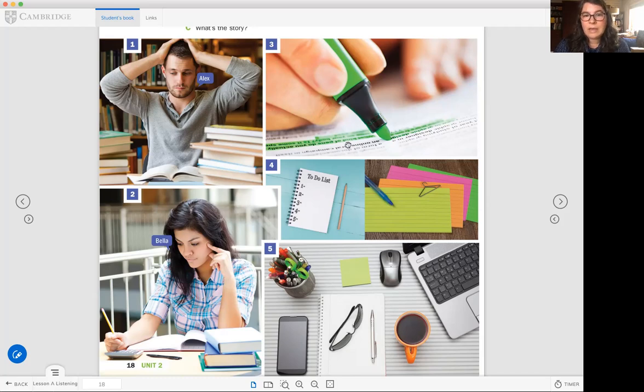Over here for 3, I see someone using a highlighter. That's the green or pink or yellow pen to take notes. Number 4, this is a to-do list, a list of things to do. These are index cards with a pen, and you use these for studying, right? And number 5, this is a nice, clean, organized desk. It looks like someone is going to study. Okay, let's take a listen.